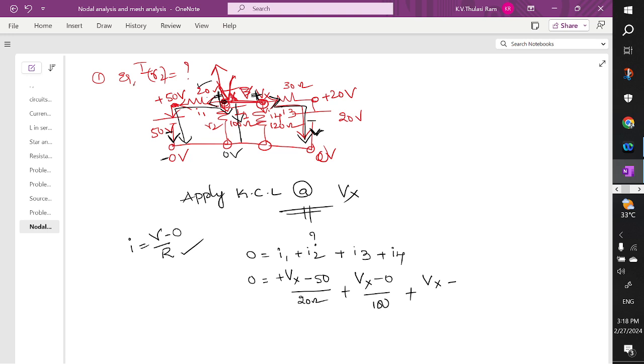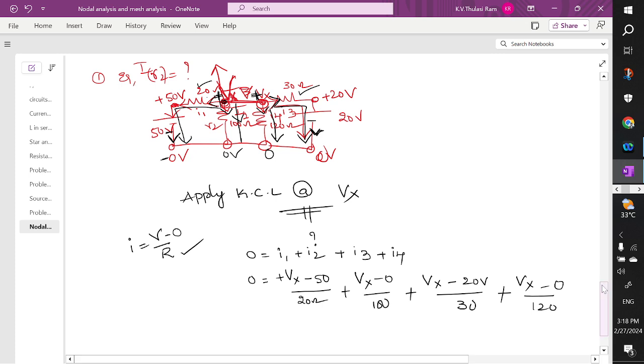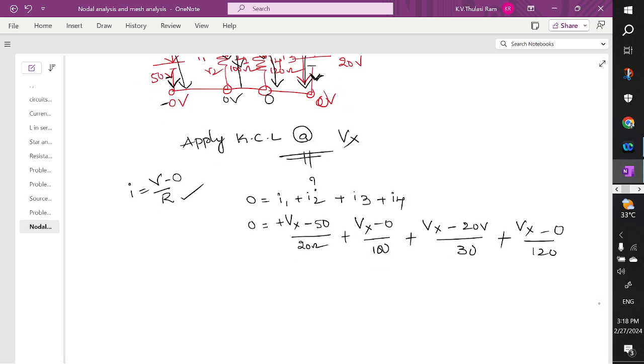Minus, what is the polarity? Minus, what is the potential? 20 volts divided by R. What is the resistance of this branch? 30 ohm. Coming to the next branch, the branch I4, the current is flowing in this direction. Okay, so whenever the current is leaving, the polarity is plus, so plus Vx minus 0 divided by R. What is the value of R? 120. So when you separate these terms, we can write this as Vx.